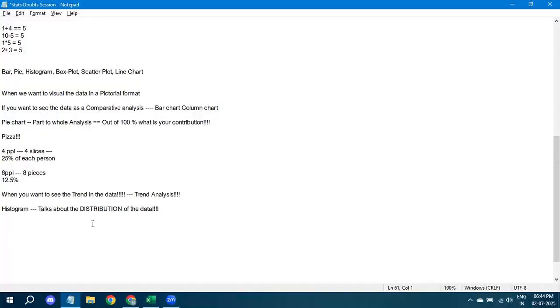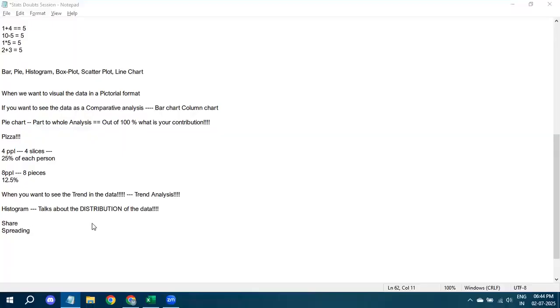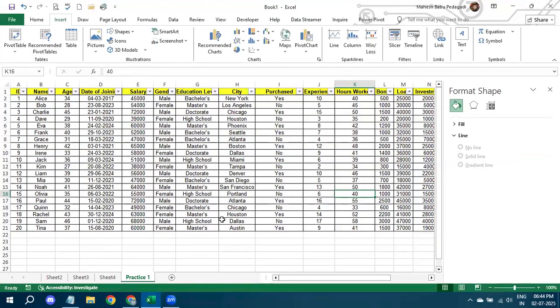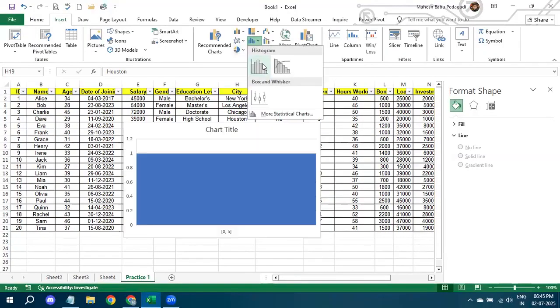distribute means sharing. Okay, what else? I gave you 100 pamphlets. I ask you to distribute to each and every person. Then what are you trying to do? Spreading. Yes or no? Yes, sir. See, when someone asks you to show me the distribution of the data, how my data is distributed, then you will use the histogram.